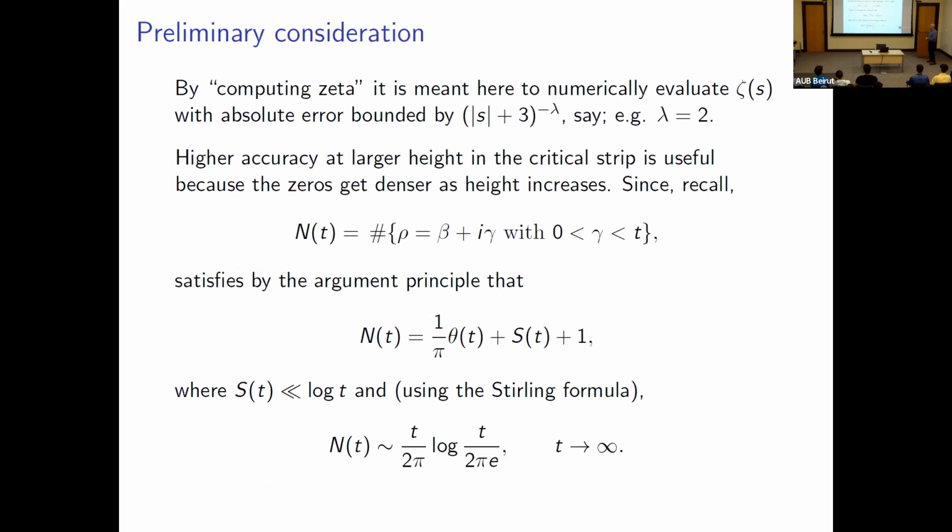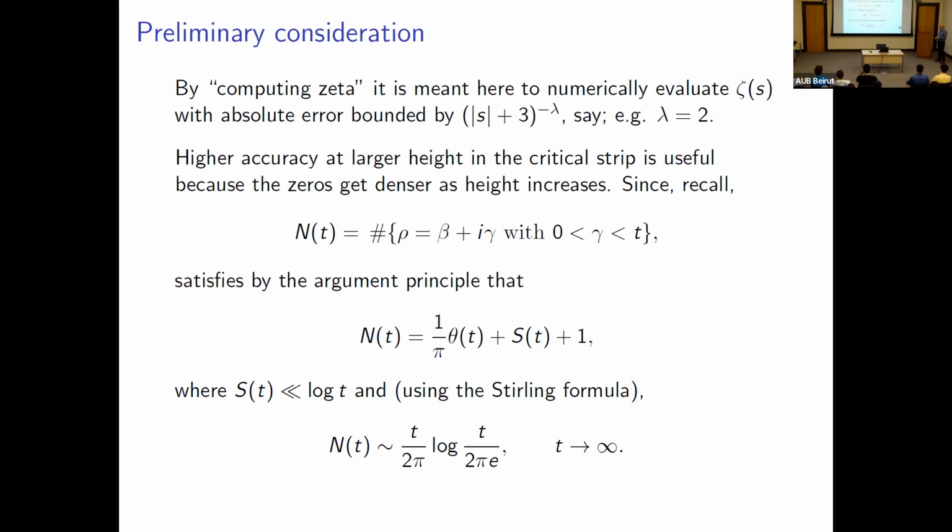Okay. So I need to, a little informally, say what it means to compute zeta, right? To numerically compute the zeta function is to get a numerical approximation bounded by an error, say, of this form: the size of s plus 3 to the minus lambda, where lambda is some positive constant, for example, lambda equal to 2. So in a sense, this is saying that at larger heights, you want more accuracy.